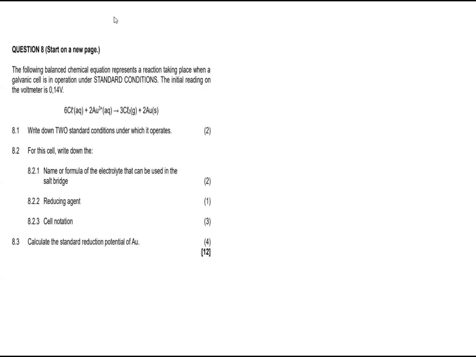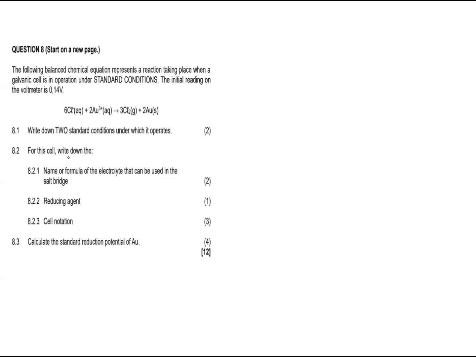All right, so we have question 88. It says the following balanced chemical equation represents a redox reaction taking place when a galvanic cell is in operation under standard conditions. The initial reading on the voltmeter is 0.14 volt. Write down the two standard conditions under which it operates.